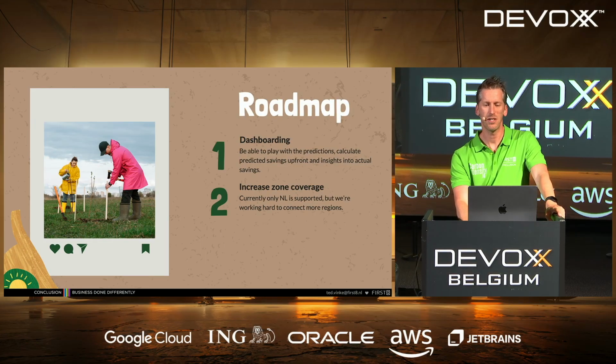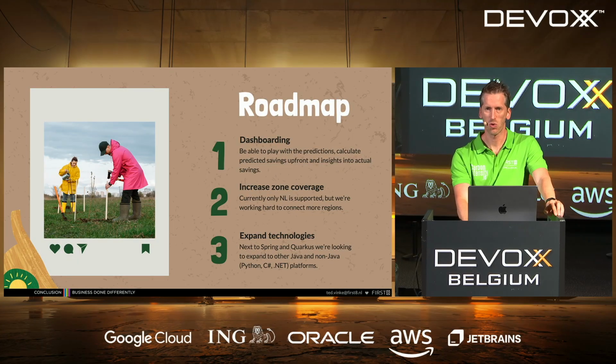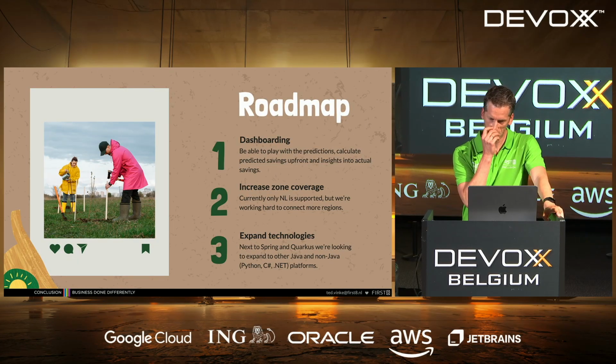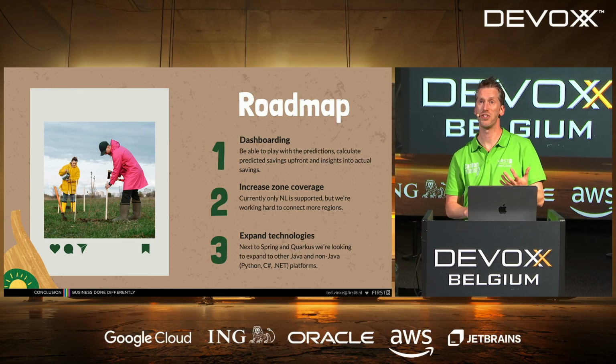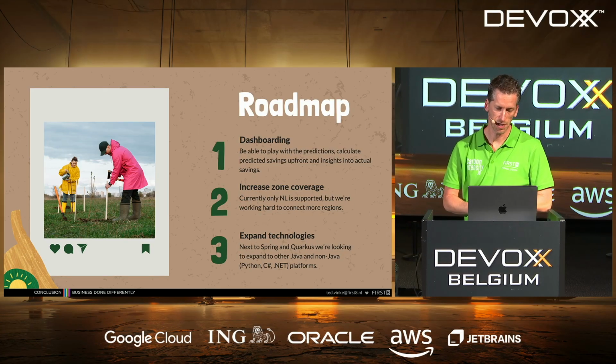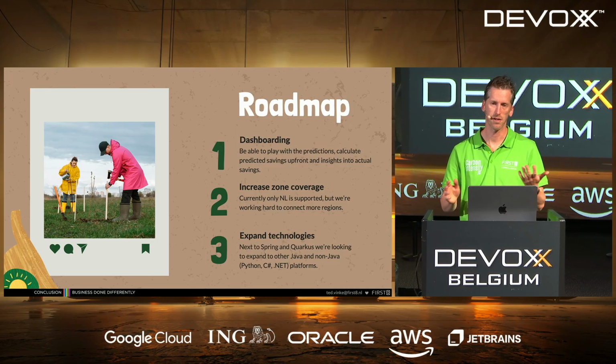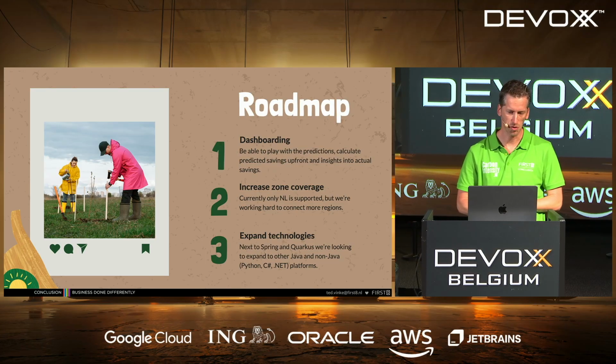Then currently only the Netherlands is supported, but we are working hard to connect more regions because it's all based on where the data centers are, right? And thirdly, we're looking to expand into other Java scheduling solutions, such as Apache NiFi, but we're also looking at other platforms, such as Python, Ruby, C#, .NET, or anything else.